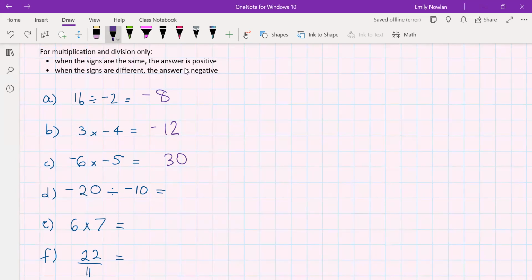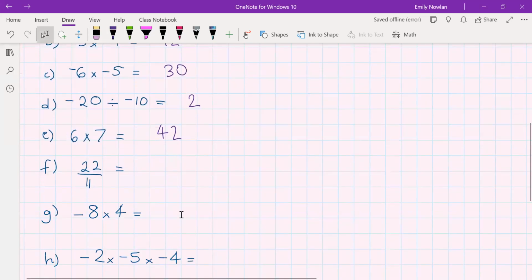Just divide as normal. 20 divided by 10 is 2. But it's a negative divided by a negative, which will give us a positive 2. As I said, you don't need to write the plus. So next one, 6 7s are 42. Just as we do always, it's a positive times a positive.